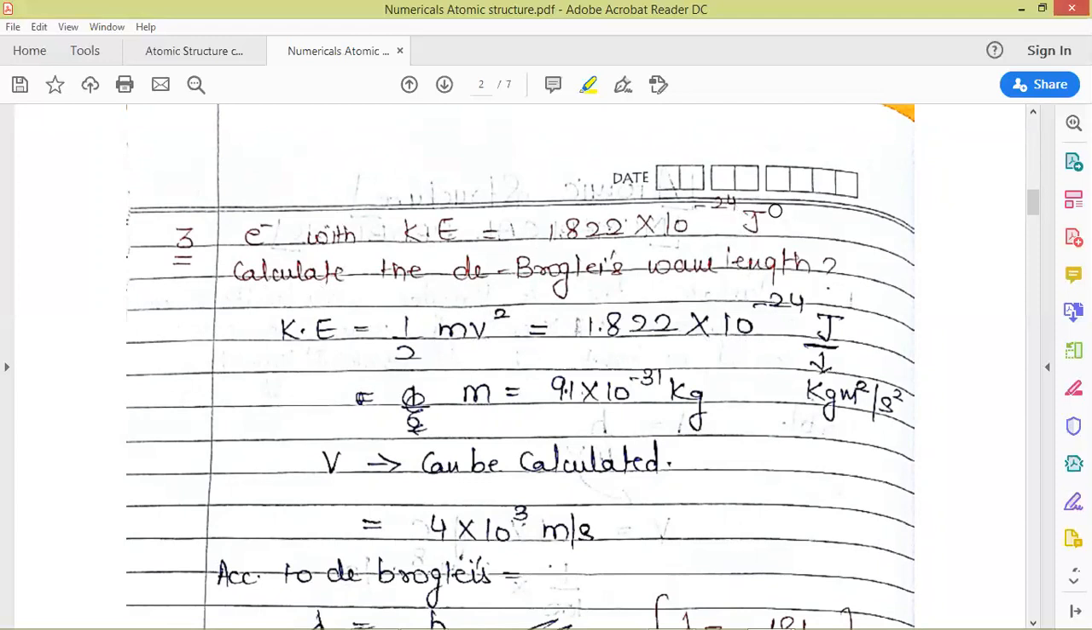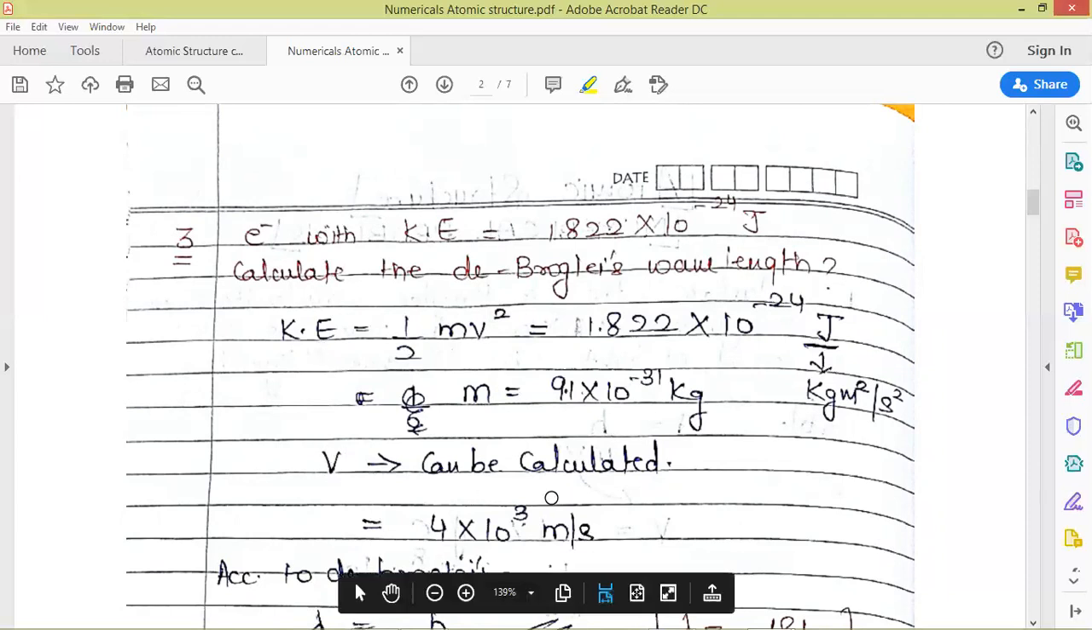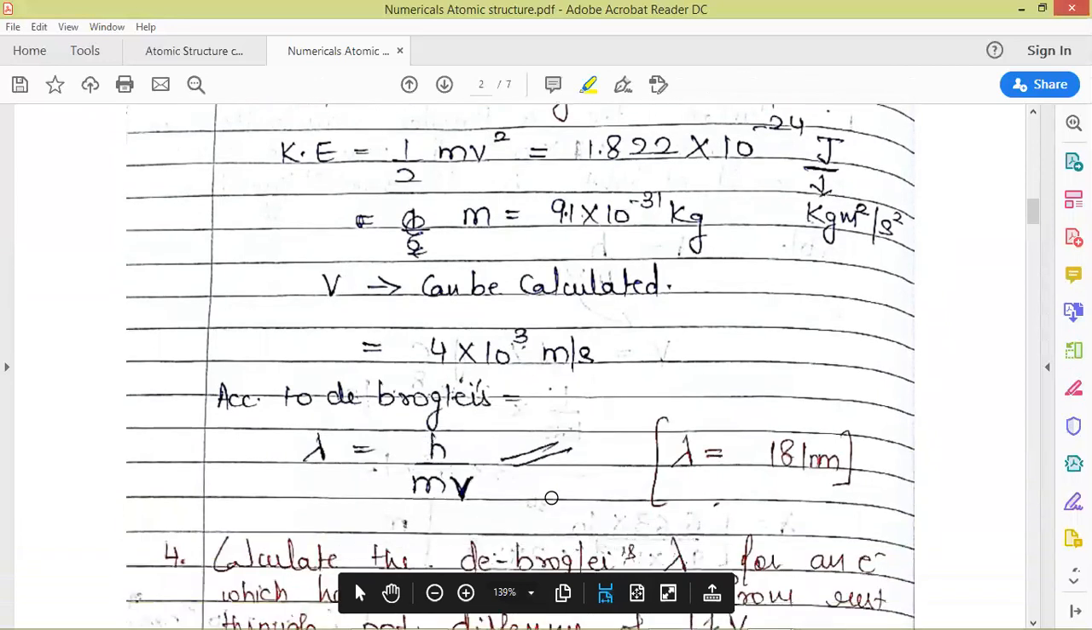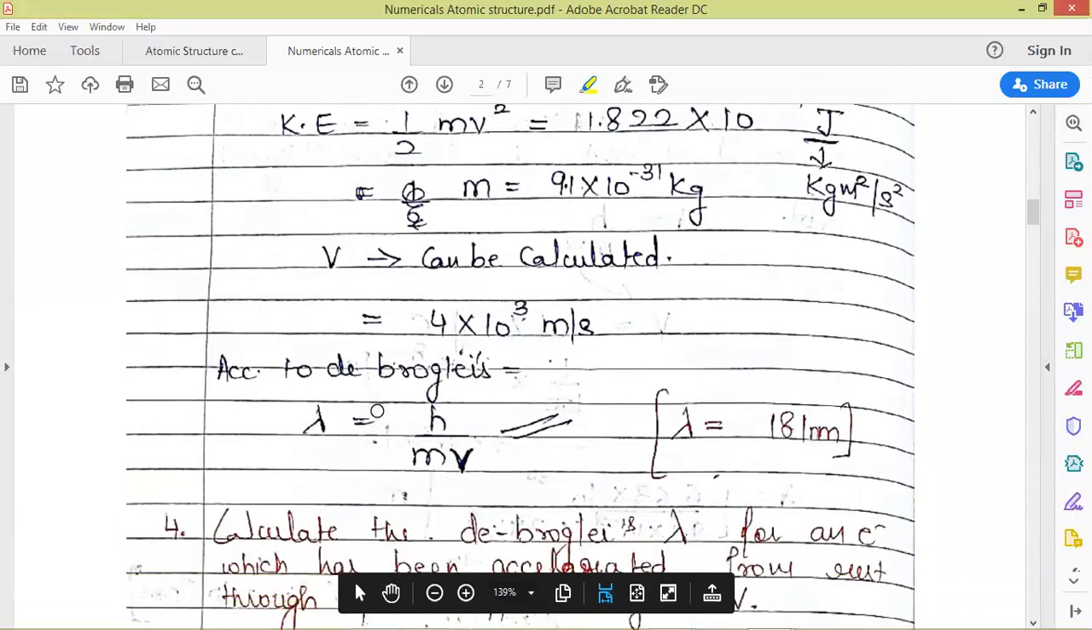As we all know, the energy unit of joule can be expressed in terms of kg meter square per second square. So here velocity is going to be in meter per second. If we know the value of mass and the value of kinetic energy, we can calculate the value of V, that is velocity, that we need for the calculation of wavelength, that is de Broglie wavelength, based upon the formula h upon mv.